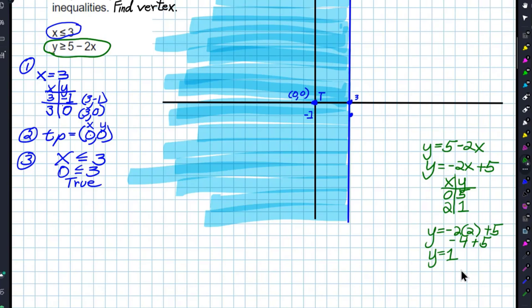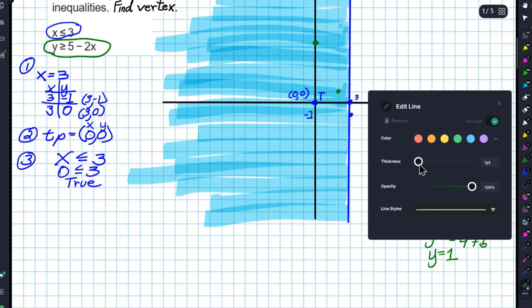So I'm going to plot the green points now. 0, 5. It's 1, 2, 3, 4, 5. And 2, 1. That's 1, 2, 1. And I'll make this a little bigger. Not 3, but 2. 2, I said.